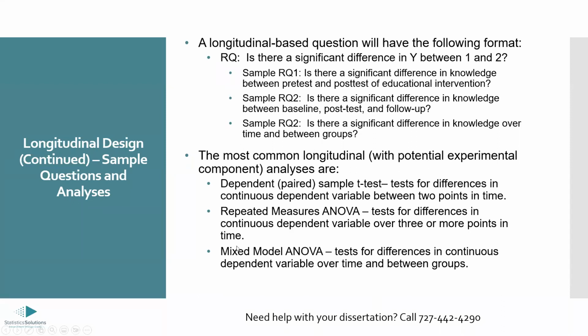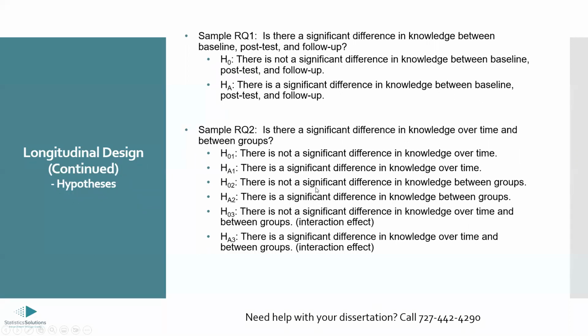And then the semi-complex example would be a mixed model ANOVA. This is used when you're looking at a true experimental study, and it aligns with this question here: is there a significant difference in knowledge over time and between groups? So you have a lot of moving parts there. You have pre, post, but you also have treatment and control groups. That's when you do a mixed model ANOVA, and we'll explain that more here.